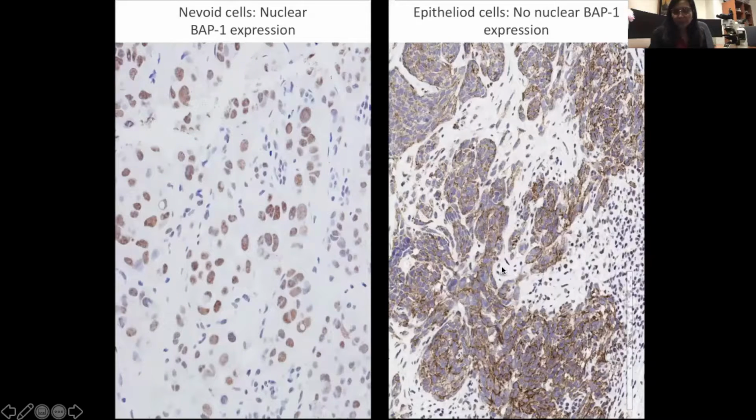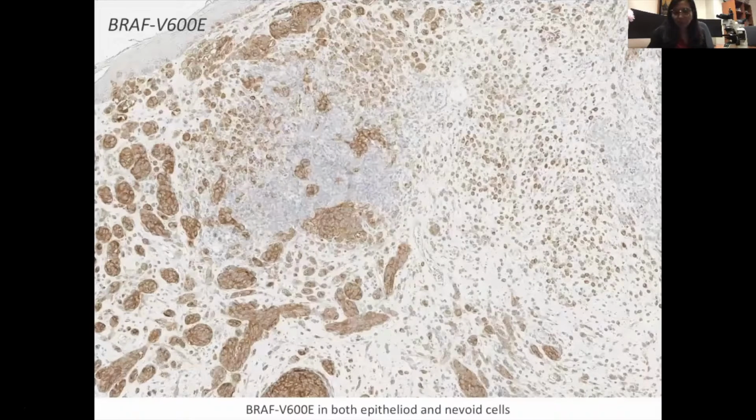So this is basically loss of nuclear expression of BAP1. Whatever we are seeing, cytoplasmic or nuclear staining, is non-specific staining. So in summary, the nevoid or smaller cells show retained BAP1 expression and then loss of BAP1 expression in larger epithelioid cells. And we did the BRAF V600E. It showed a mutation in both epithelioid and nevoid cells.